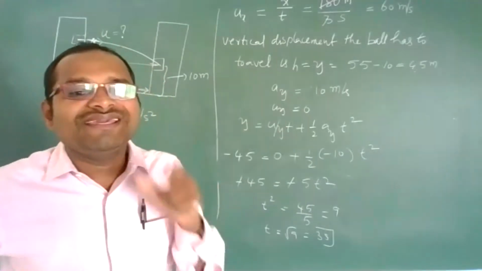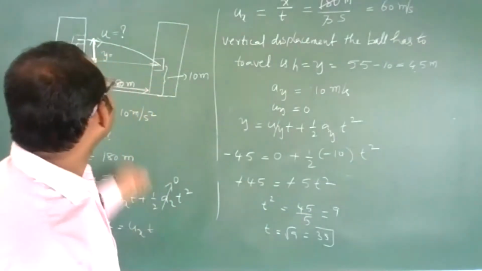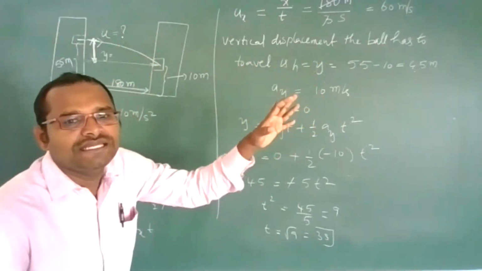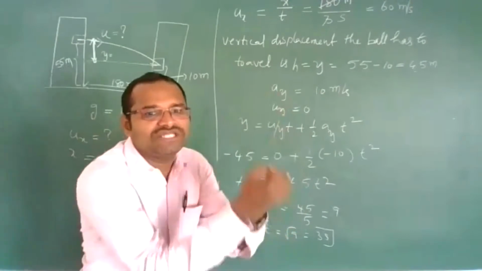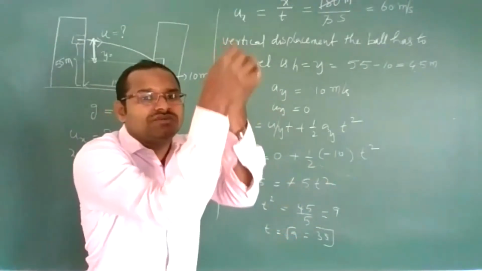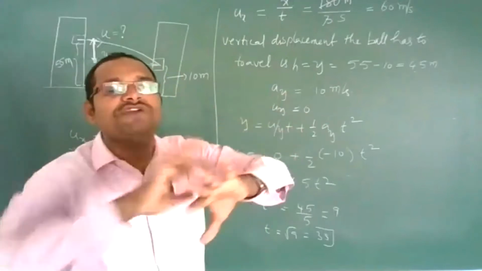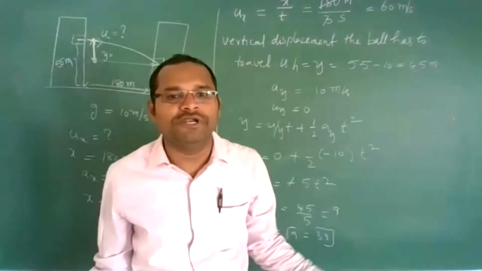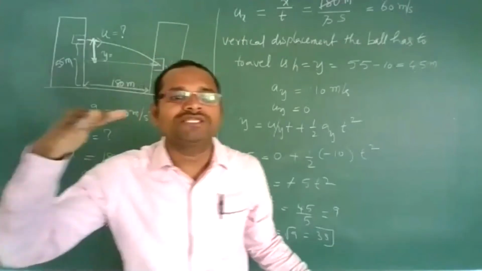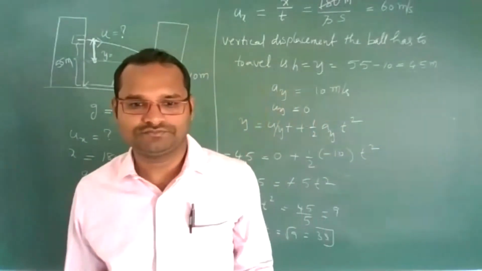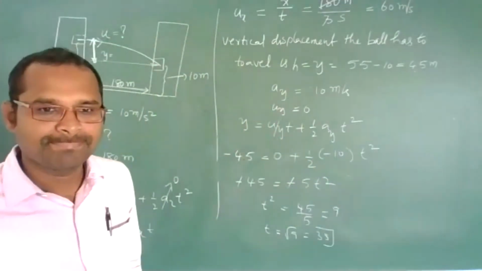Rahul is asking, sir, why is ax equal to 0? Because we are throwing horizontally. Horizontally, there is no acceleration. Acceleration due to gravity is only along the vertical. Horizontally, we are not providing any force on the body. So it will move with a constant velocity. Constant velocity means acceleration 0. Got it?